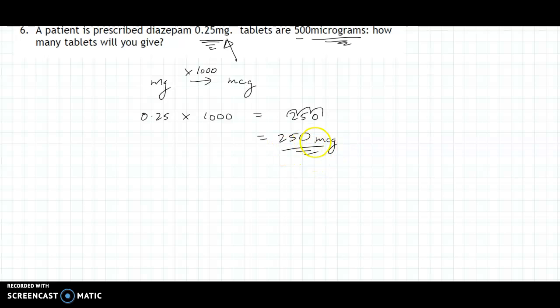The tablets are 500 micrograms each. So if we give them a tablet, that'll be double the dose. So we need to give them half a tablet. So the answer is half of a tablet. That's it.